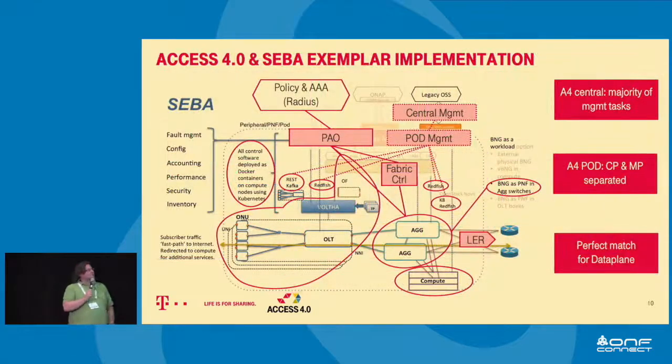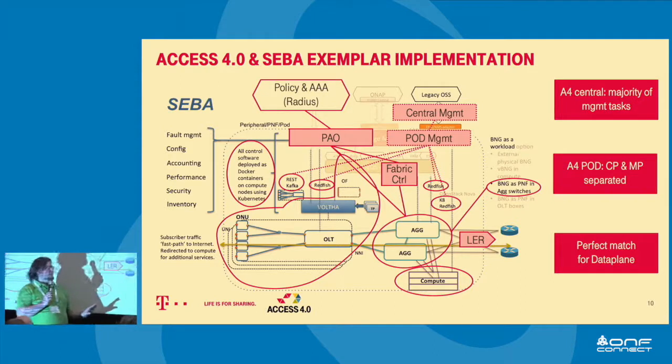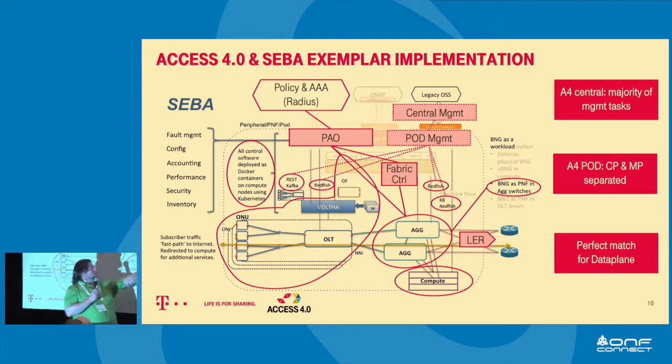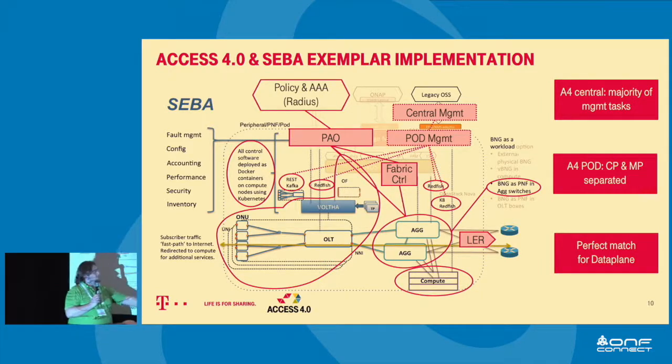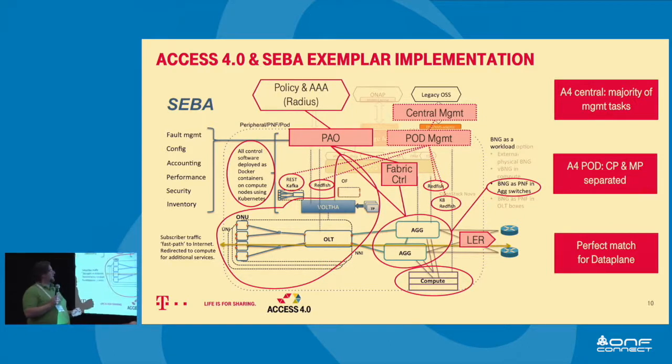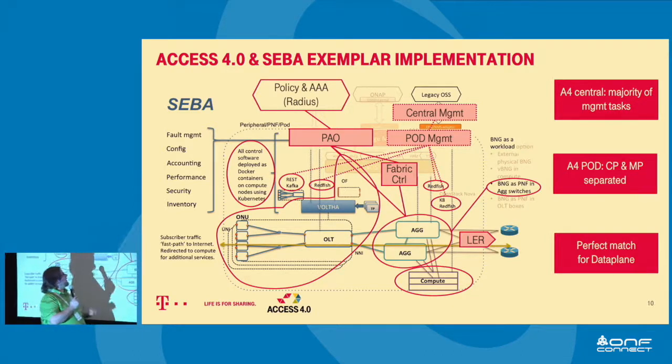Now, when I'm looking at the designs that we developed and the SEBA architecture, this is basically how we see the overlap. The good thing is, on the data plane, it's pretty much a perfect match. We basically use the BNG as a PNF in the aggregation switches. Check. We do have compute. We do have label edge router functionality. We do all the GPON stuff as it's intended. We pretty much use the interfaces that are mentioned here and there.